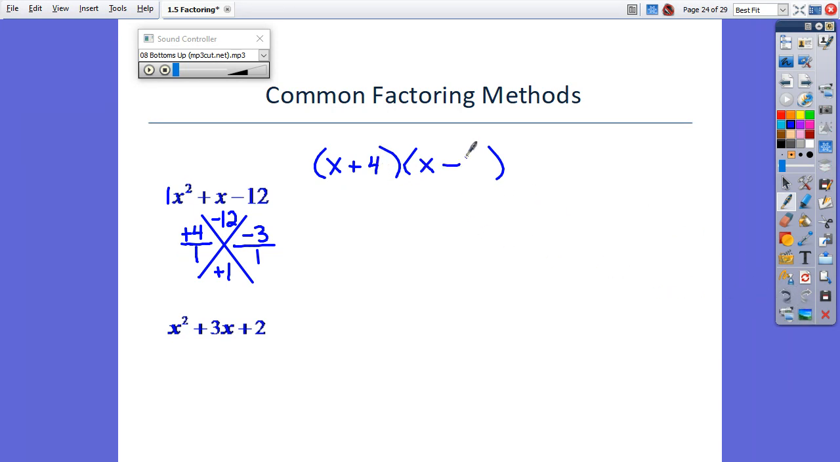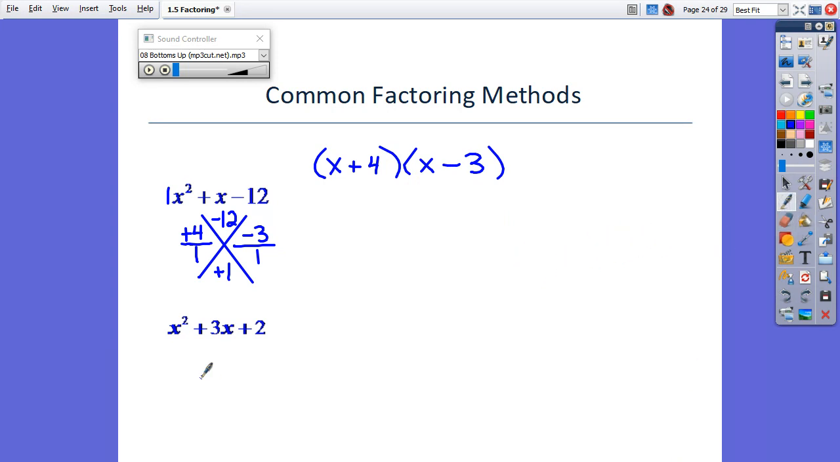So there's no bottom to bring up. If there was a bottom down here, then I bring it up in front of the x, and that's where we get the bottoms up from. Okay, but for these 2 examples, we should just go straight there. If you want to check yourself, just FOIL it. It should take you back to the original polynomial.